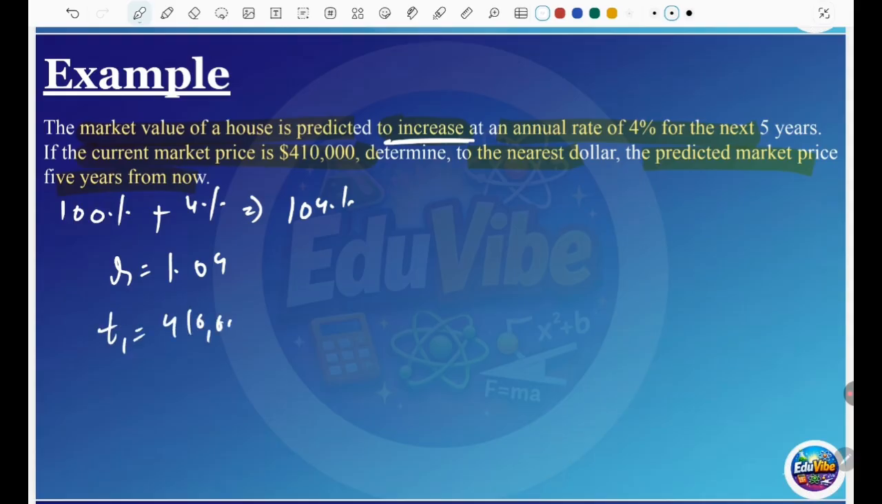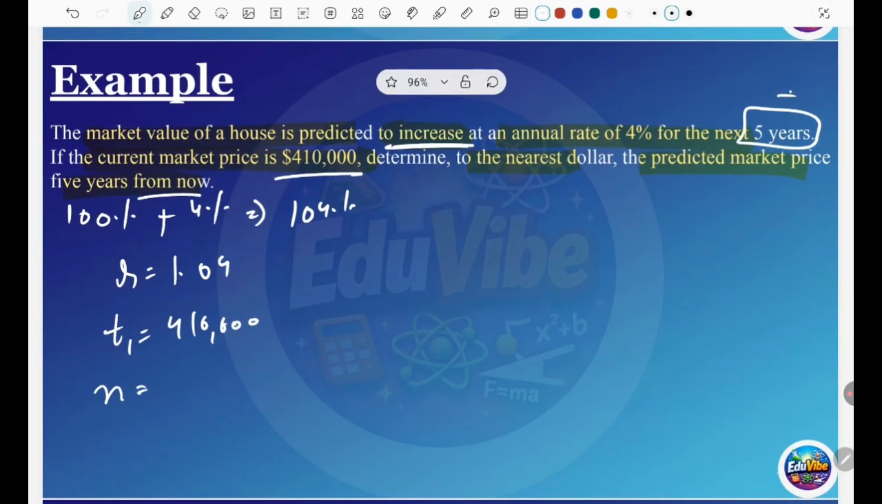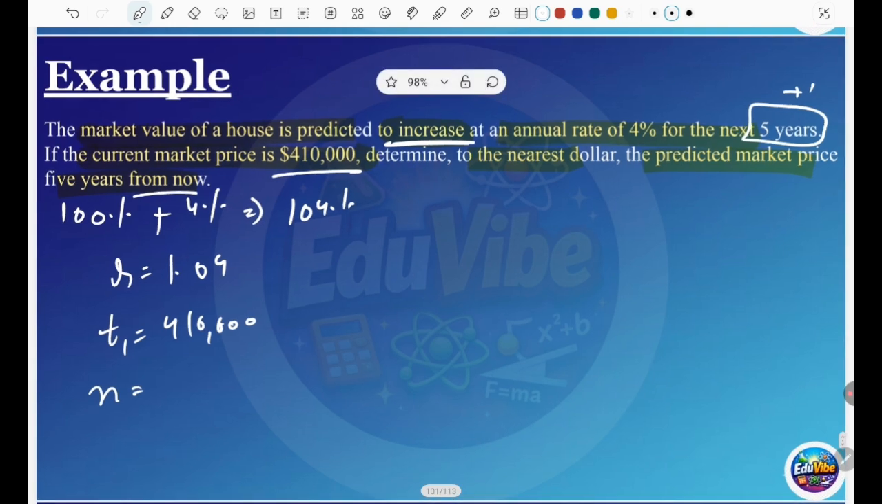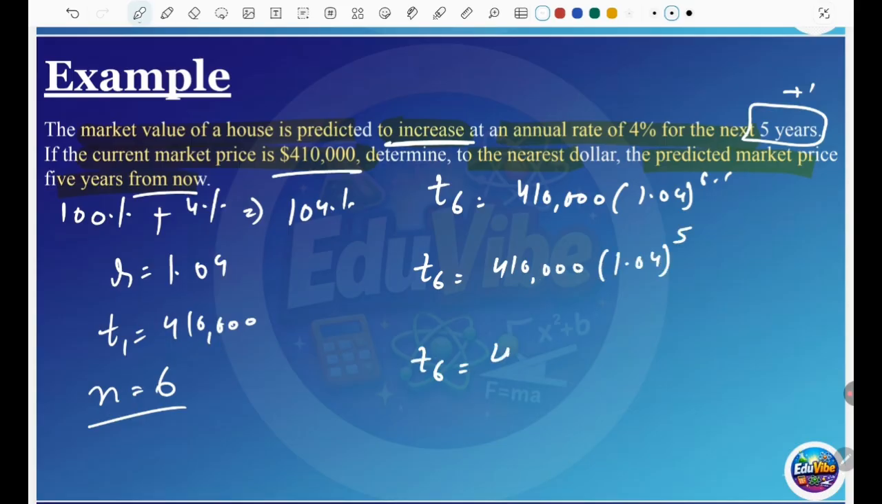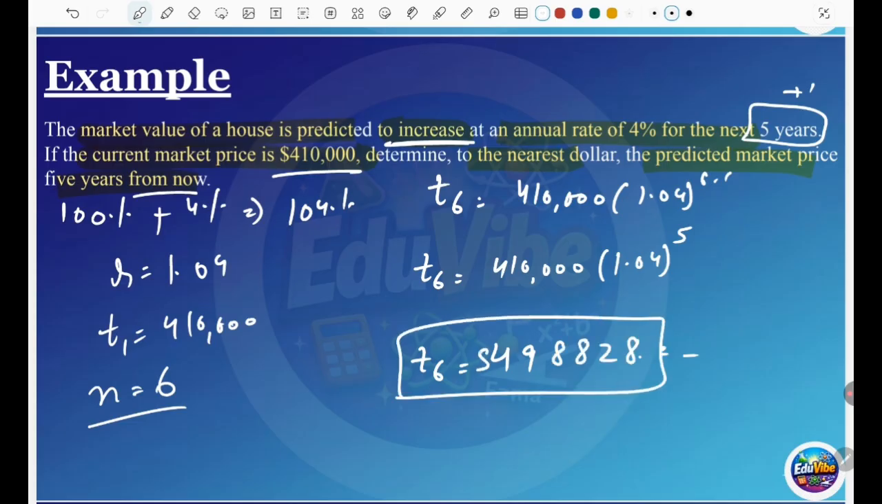The starting price is given to you. For n, you are going 5 years from now, so you have to do 5 plus 1, and you get 6. Now you have to find T6. So put the things in: 410,000 times 1.04 raised to power 6 minus 1, which is 5. When you calculate this, you get 498,8 point something, but you have to leave off the decimals, since this is a dollar amount. And that's your answer.